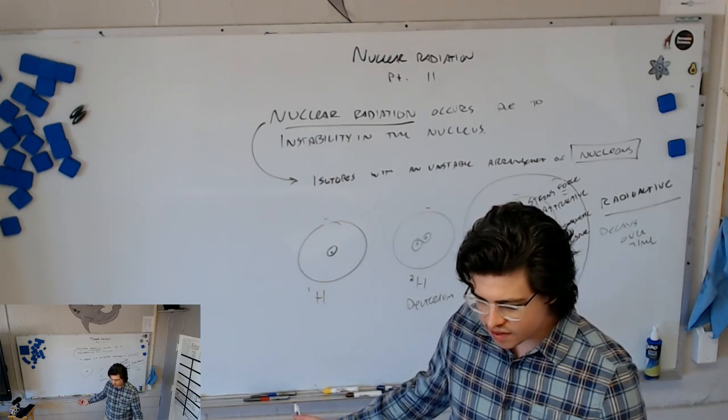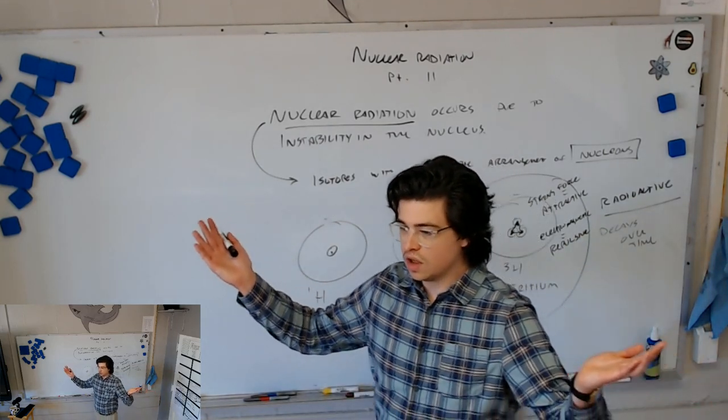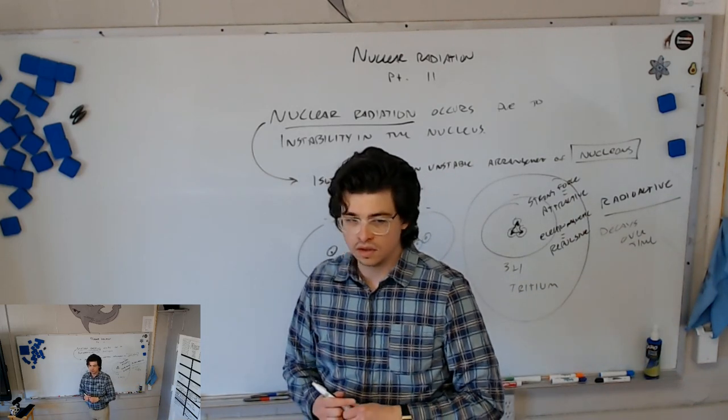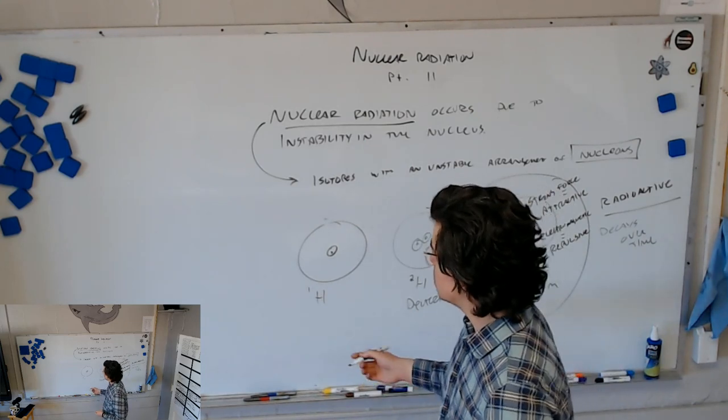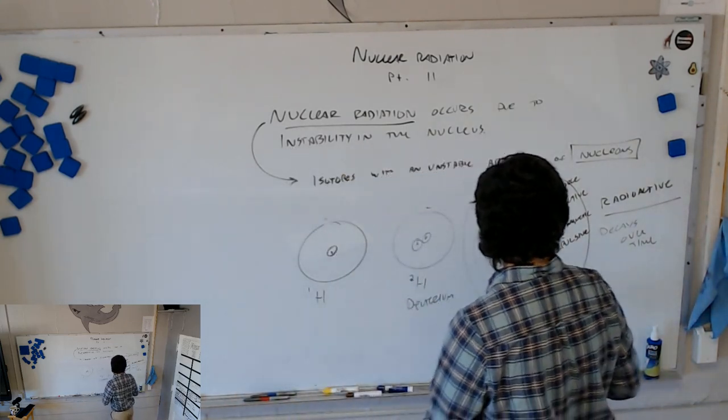What goes on when it decays? It releases energy, and it sometimes releases matter. And there are several ways that it can do this, and we call these types of radioactivity.